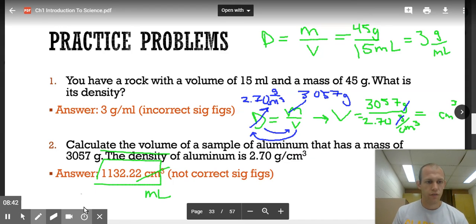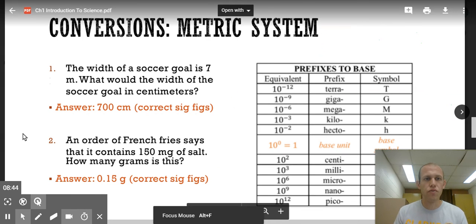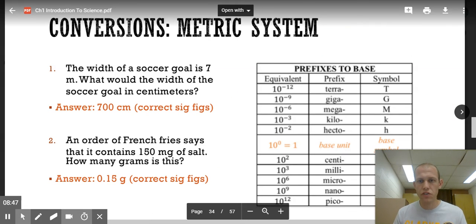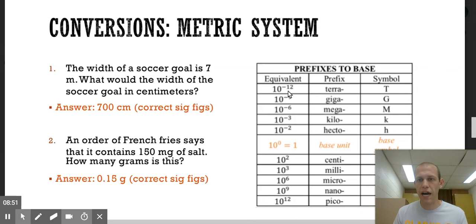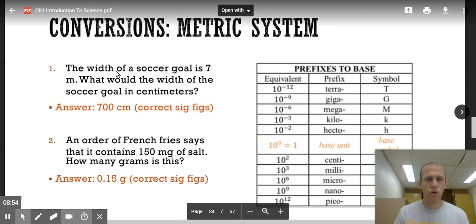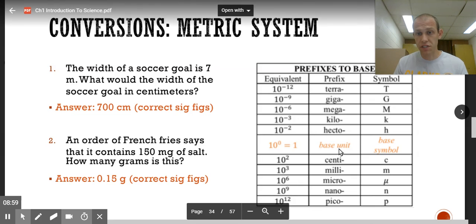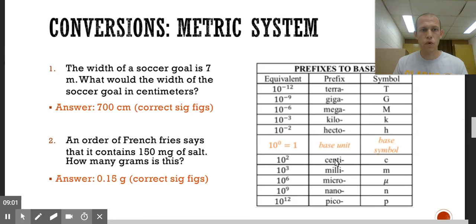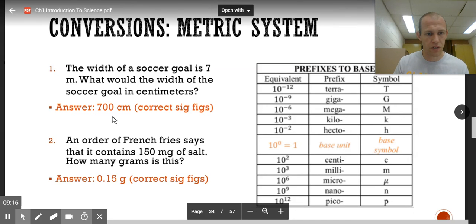So very neat. Next, I want to talk briefly about conversions in the metric system. In the metric system, we have prefixes, and those prefixes relate to different powers of 10. So for example, the width of a soccer goal is 7 meters. 7 meters is our base unit. We want to know how many centimeters that is. So one of those is 10 to the second centimeters, which is 100. So every 1 meter is 100 centimeters. So that'd be 700 centimeters.